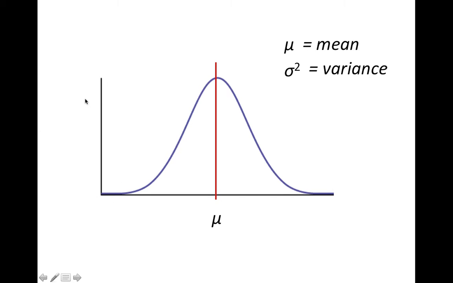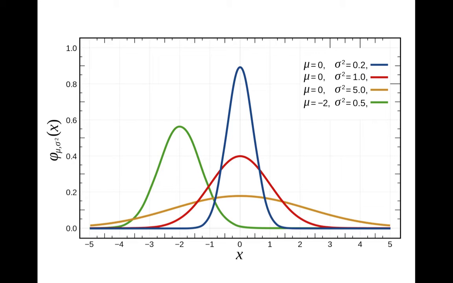What should be here on the axis of this graph? Well, on the x-axis, we have our observations, or the values we are interested in. And on the y-axis, we have the frequency of these values, how common they are. And there are an infinite number of normal distributions. Each of them is described by the mean and the variance.